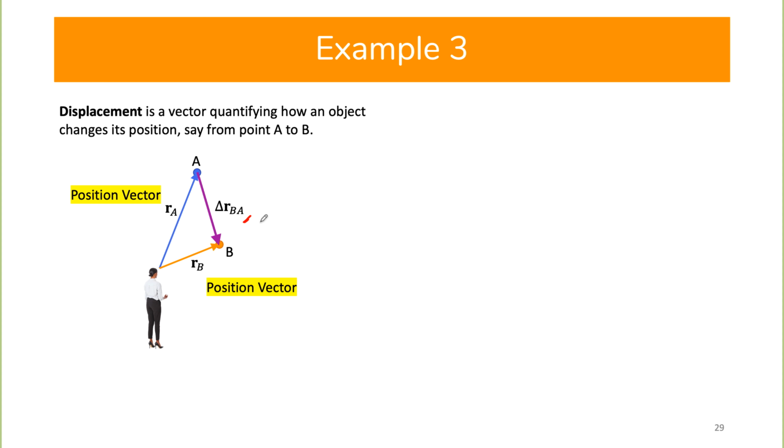So in terms of position vector RA and RB, the displacement vector can be defined like this. So the displacement delta RBA is equal to RB minus RA. RB represents the new position of the object, and RA is the previous position of the object. So displacement is new position minus old position. So as you can see here, delta RBA starts with RB minus RA. Therefore, the head of delta RBA is always at RB.